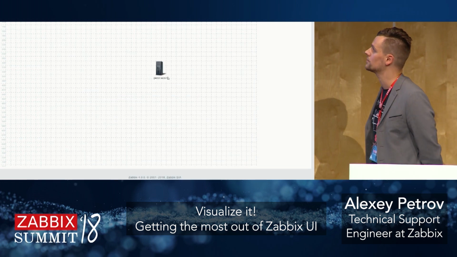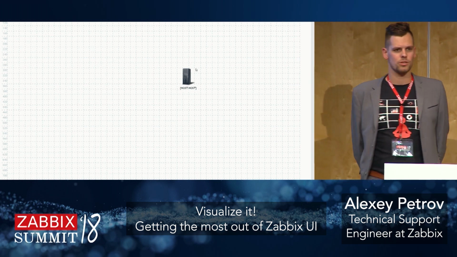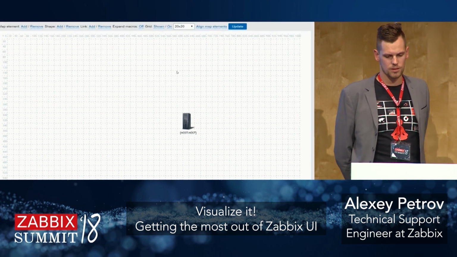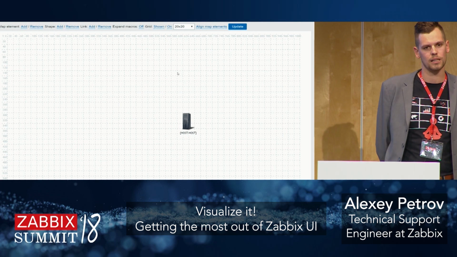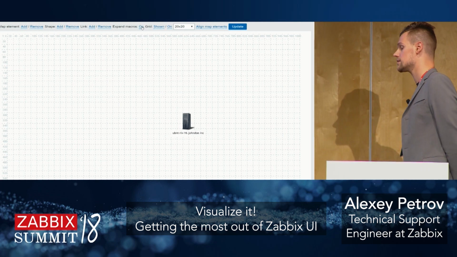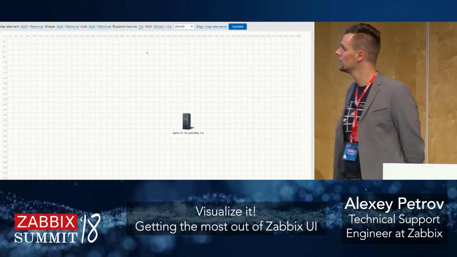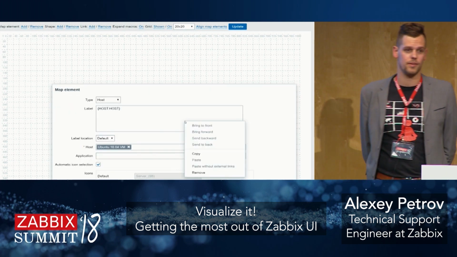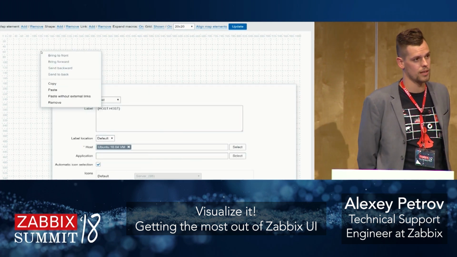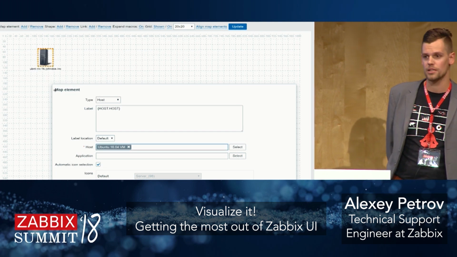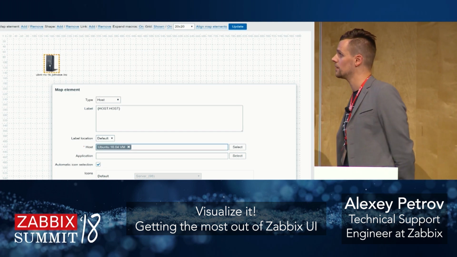So here it is. If I'm not sure whether host.host will be resolved correctly as I want, I can click on expand macro. Set it on, and the name is resolving. So I can do some troubleshooting without saving the map.